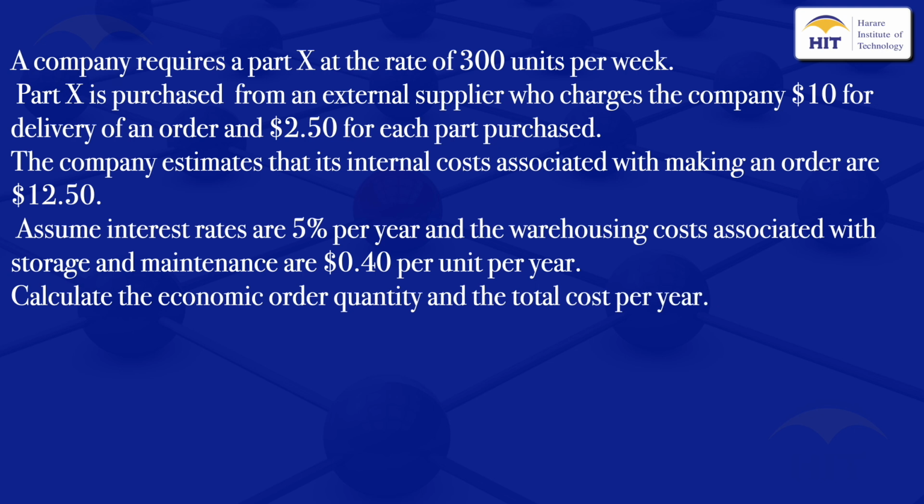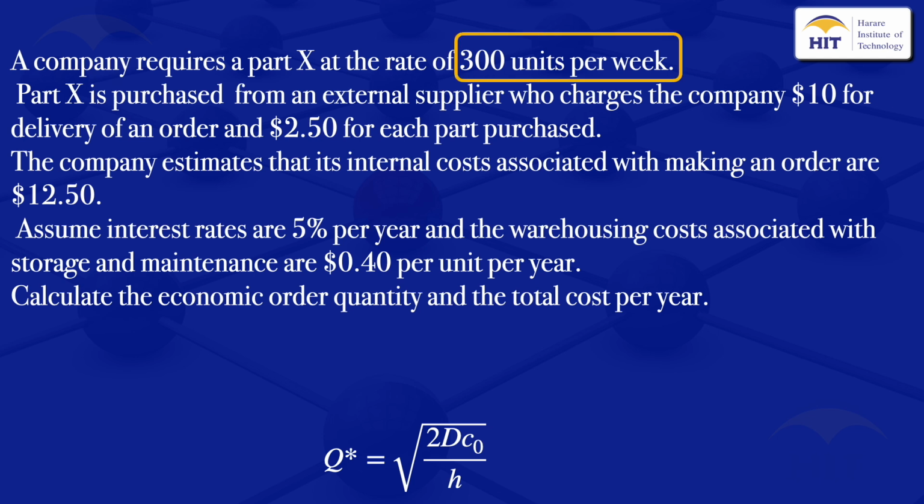year. For me to calculate the economic order quantity, I use the formula Q star is equals to the square root of 2DC naught over H. So we need to find our values of the D, the C naught, and the H from the information that we are given there. So we start by looking at the demand there. We are given 300 units per week. So we have our D is equals to 300.